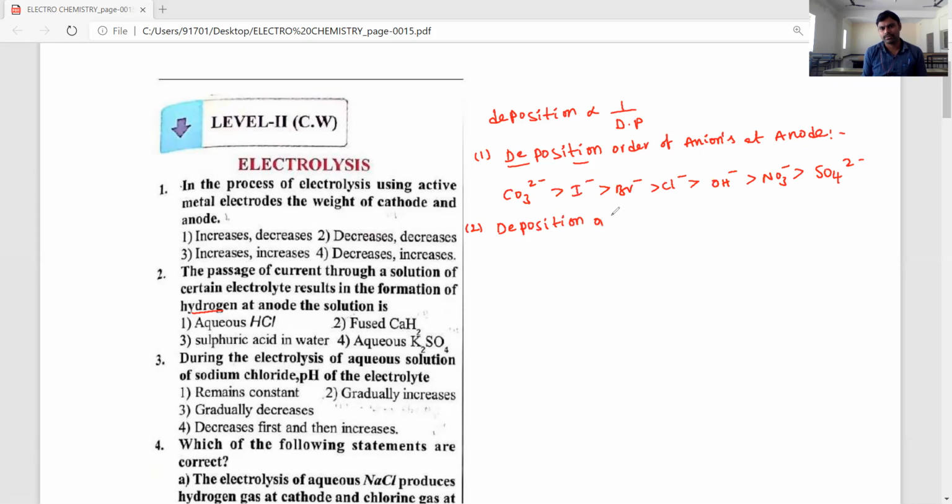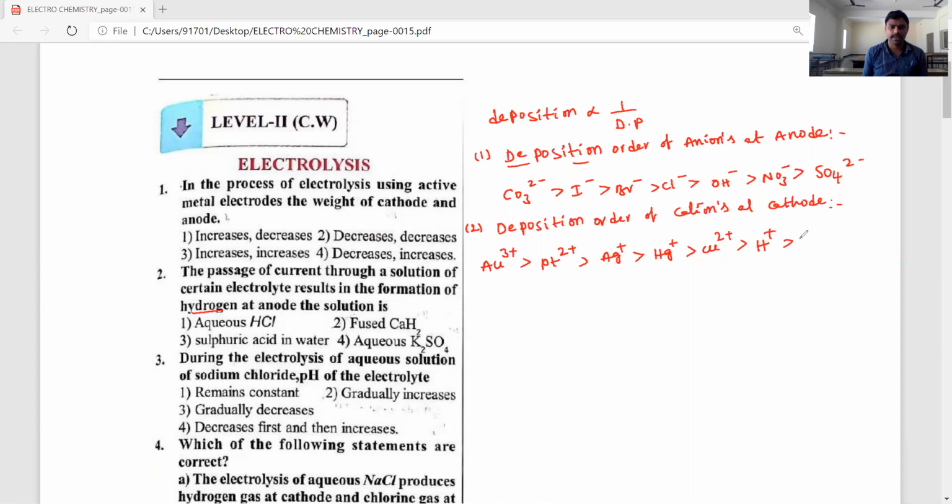Deposition order of cations at cathode. So which can be deposited very fast? Gold Au3+ can be deposited. Then platinum 2+, and then silver, means noble metals can be easily deposited when compared to hydrogen H+ ions, and then mercury, then copper 2+, okay, then H+ ions.